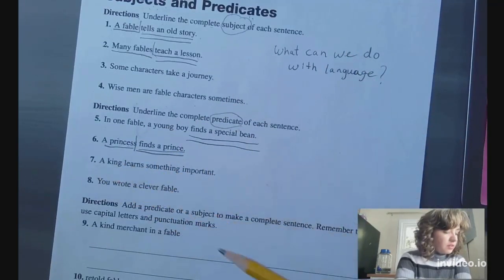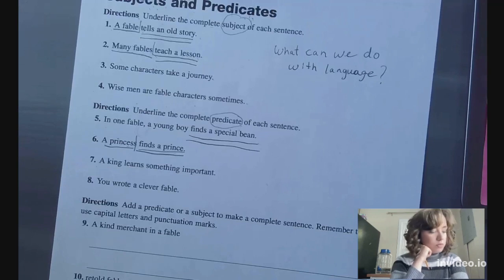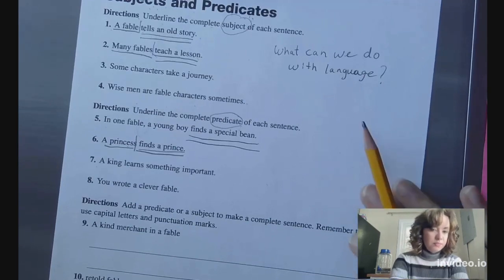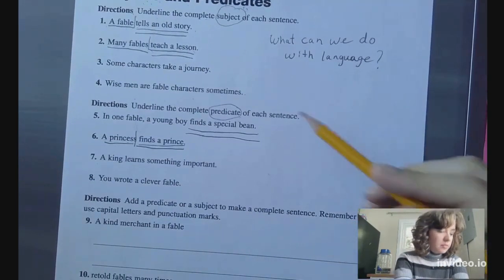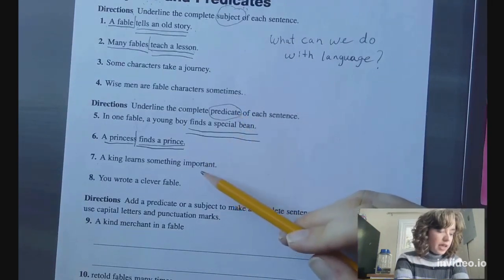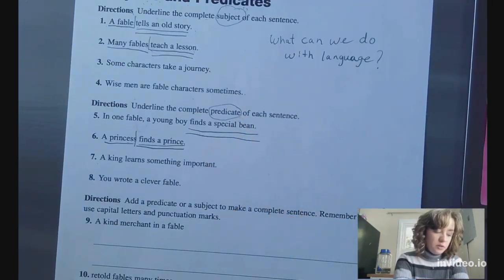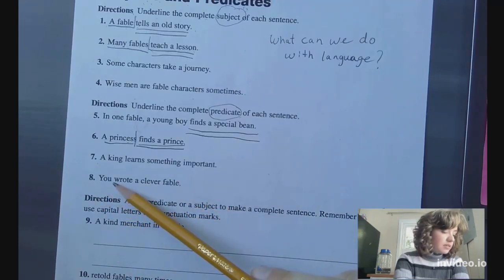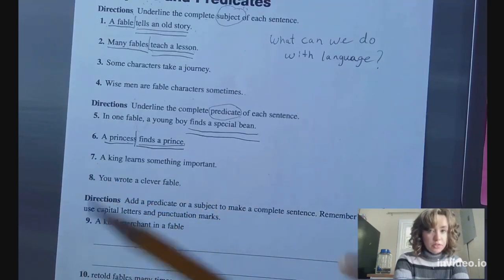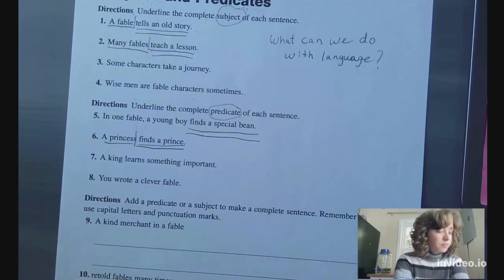Number 7. I'm going to let you do number 7 by yourself. A king learned something important. Number 7. A king learned something important. So go ahead and underline the predicate. So what is happening in the sentence? Not who, but what is happening. Number 8, when you're ready. Don't forget to pause the video as we're going along.